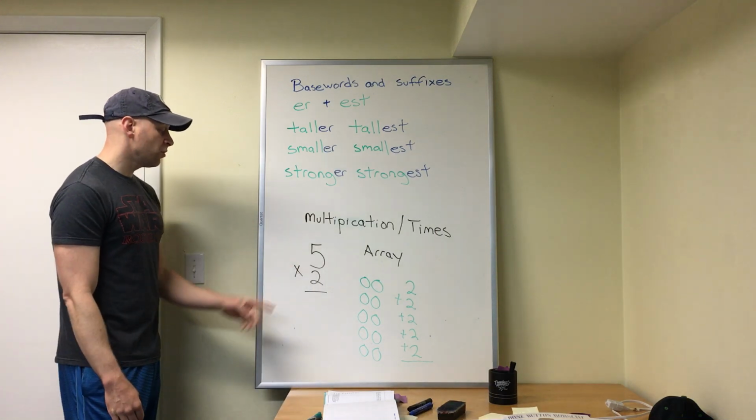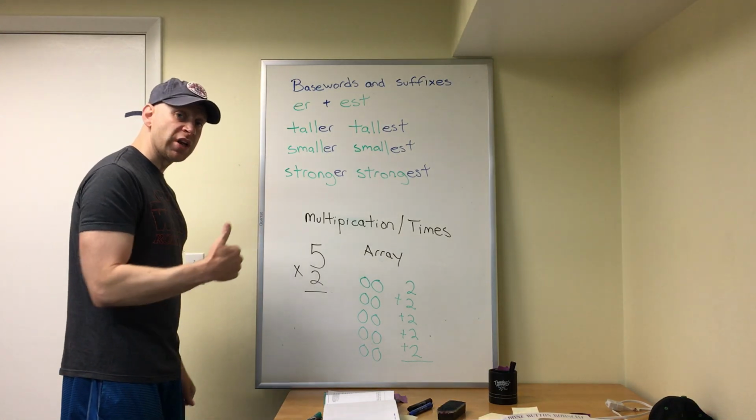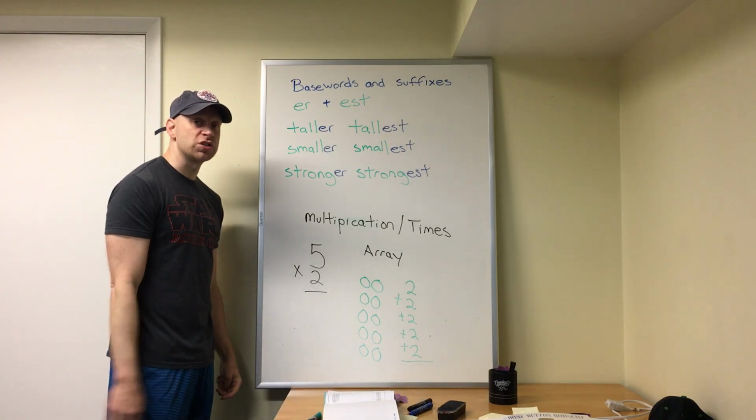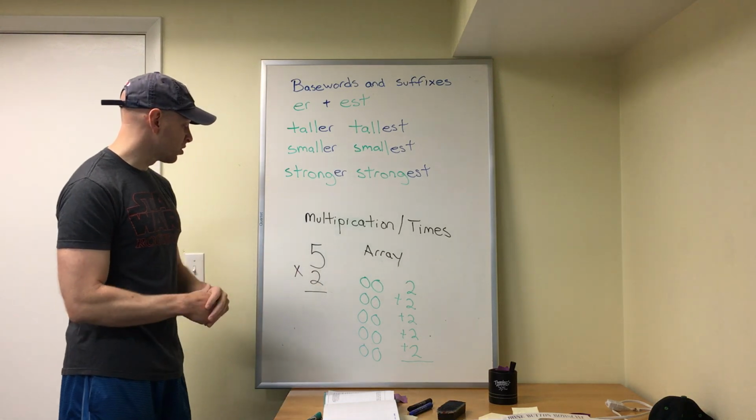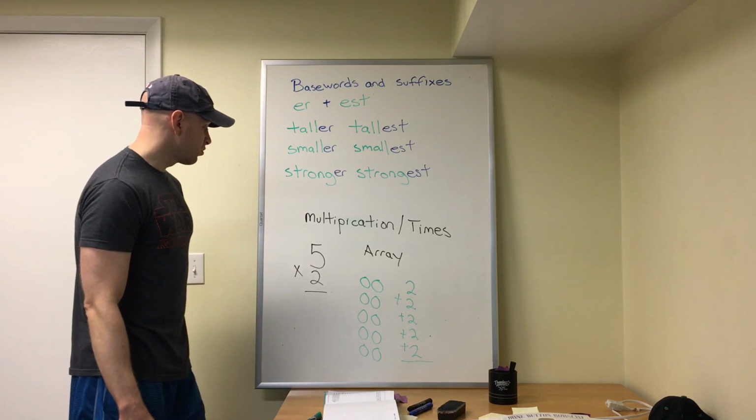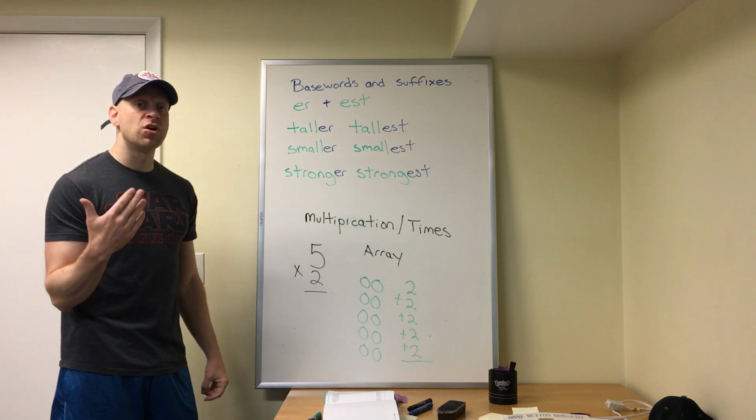So for example, we have 5 times 2. We want to write it up and down, at least when we first start learning how to do multiplication. It's always easier to see things like that. 5 goes on top, 2 goes on the bottom. We have our multiplication symbol to the left, our equal sign at the bottom. And then down here I made an array.